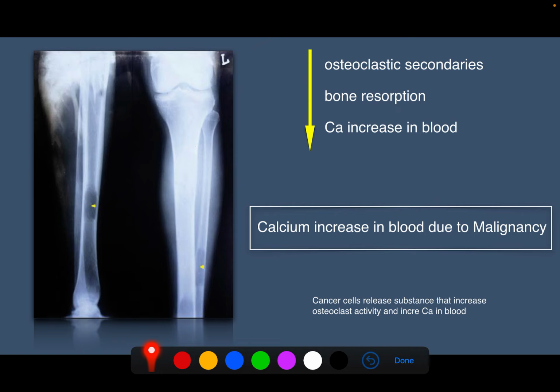So here you can see there is bone resorption here, bone resorption here. This is caused by what? Osteoclastic secondaries. So I can say that in malignancy there is increased calcium in blood. How? In malignancy the cancer cells will remove calcium from the bone, and this calcium will go into the blood, so there is increased calcium in blood, right?